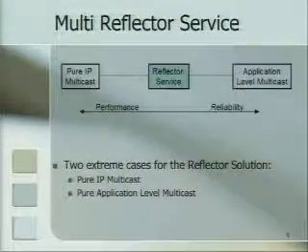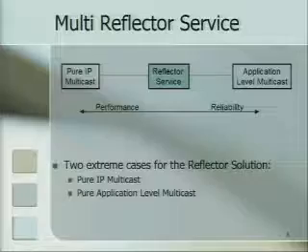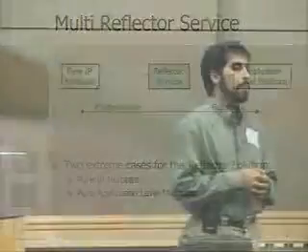So what we have come up with is a multi-reflector service, which takes advantage of IP-Multicast where it's available, and where it's not available, it will use the application layer multicast scheme. And so you could see on one hand, if IP-Multicast is not supported anywhere, then in the worst case, we're back to application layer multicast.